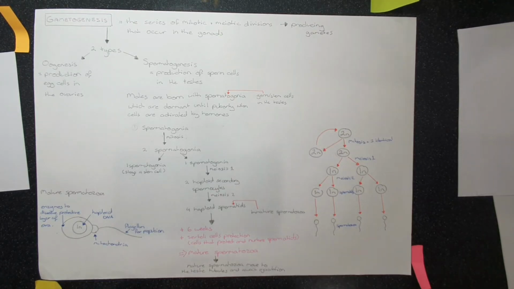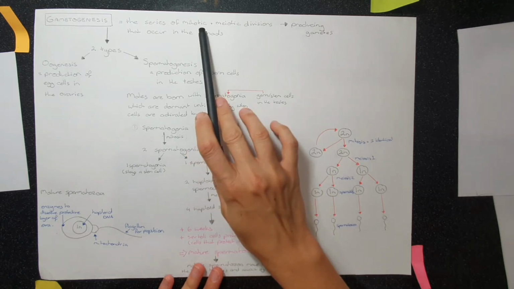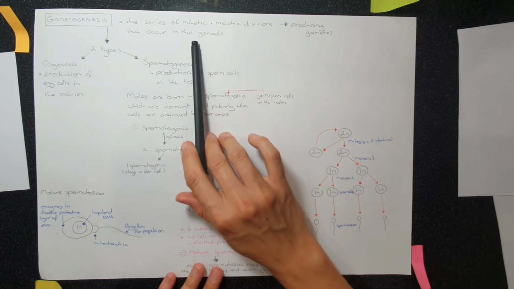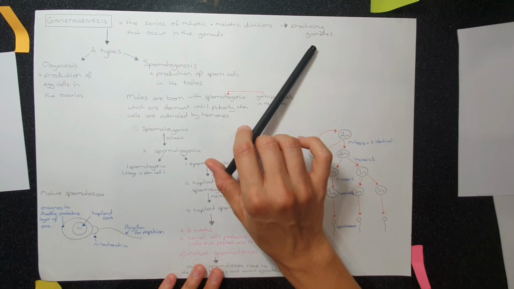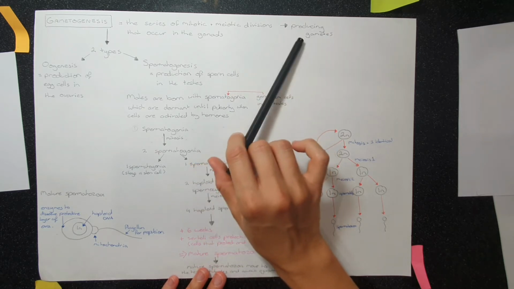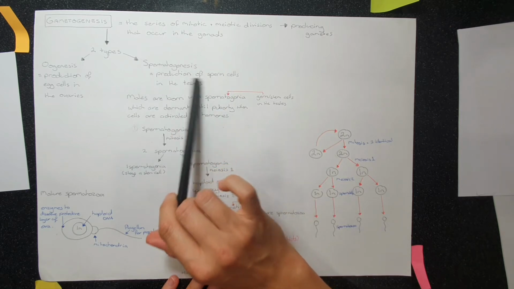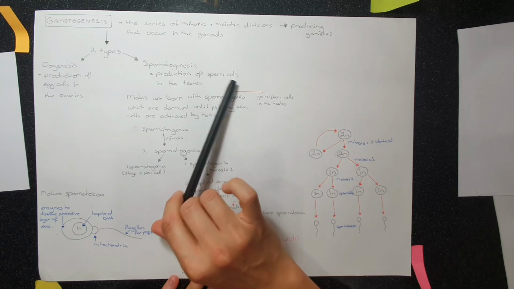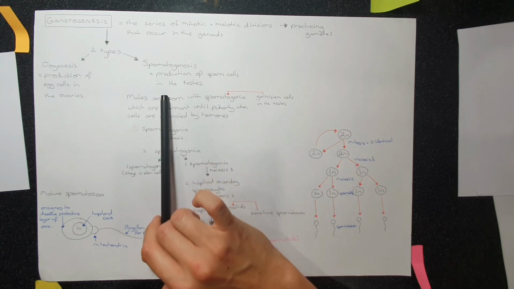Hi team, today we're going to have a look at gametogenesis. This is the series of mitotic and meiotic divisions that occur in the gonads and ultimately end up with the production of gametes. Today's lesson is going to be very much specifically focusing on spermatogenesis, which is the process in which sperm cells are produced in the testes.